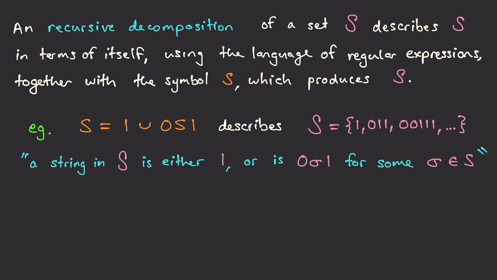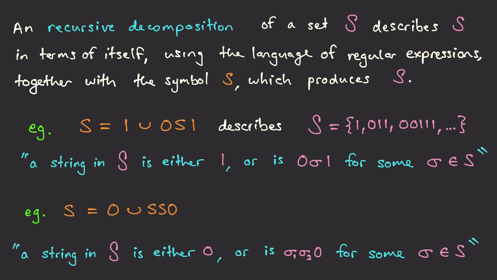Here's another example. The decomposition S equals 0 cup SS0 is saying that a string in S is either the string 0 or is obtained from two strings sigma 1, sigma 2 in S by gluing them together and adding a 0 to the end. This is a description of a set pink S containing all strings of zeros of odd length. This is true because every positive odd number is either equal to 1 or is the sum of two smaller positive odd numbers and 1.